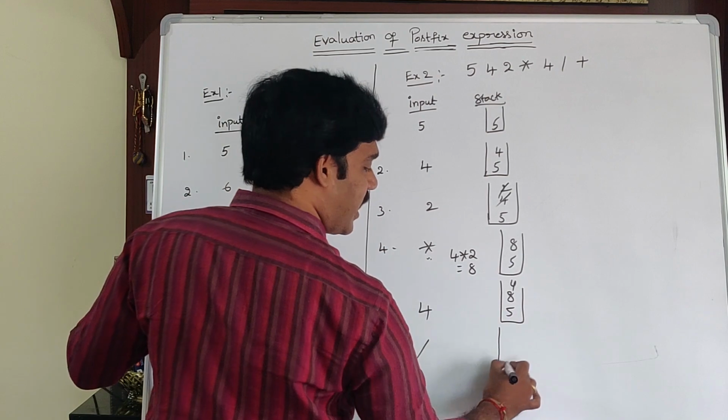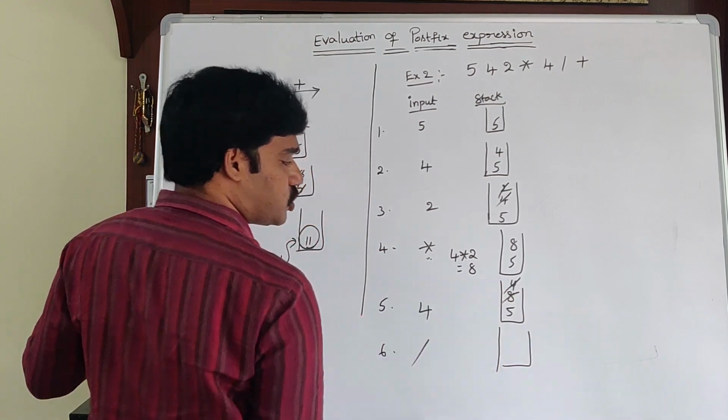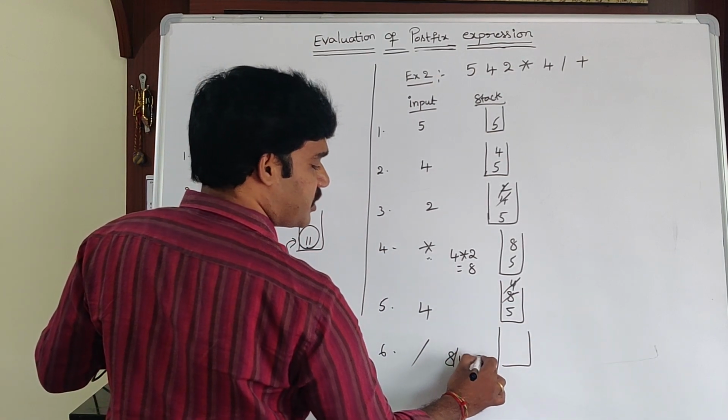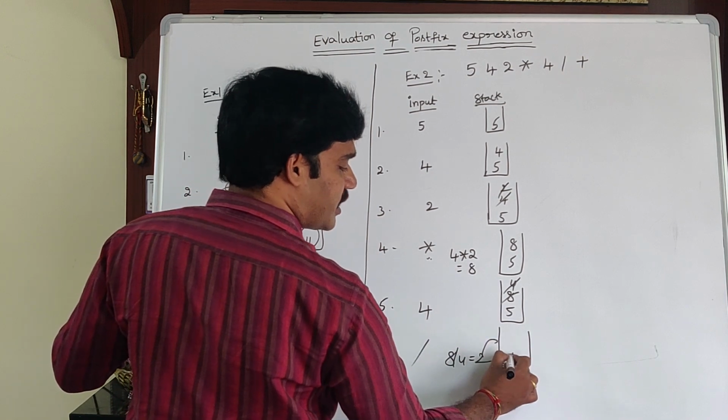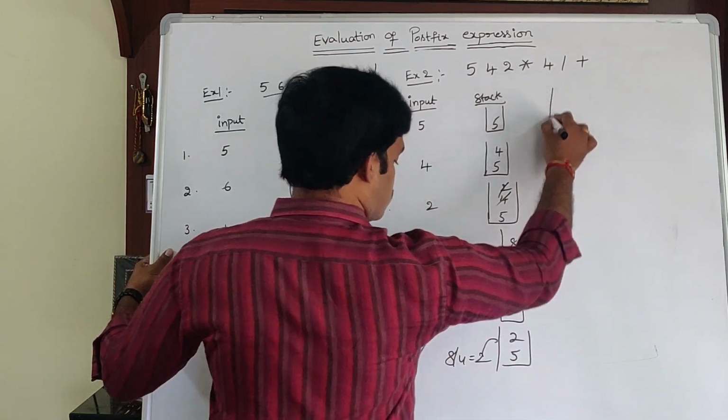Slash is an operator, so pop the topmost two elements. 8 slash 4 is equal to 2. Push this result into the stack. The stack now contains 5 as well as 2.